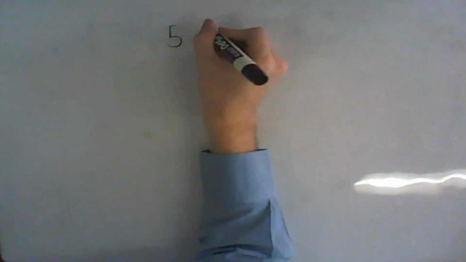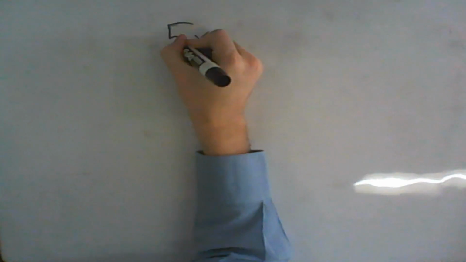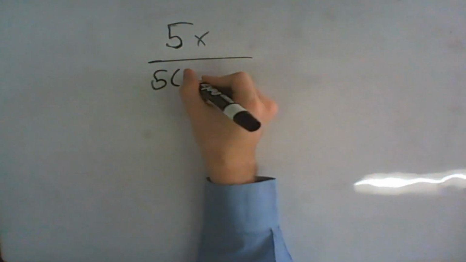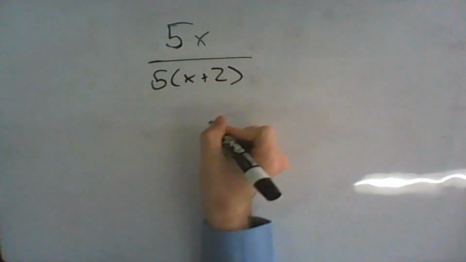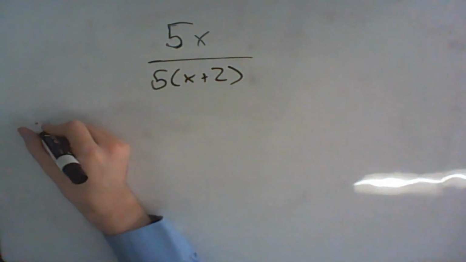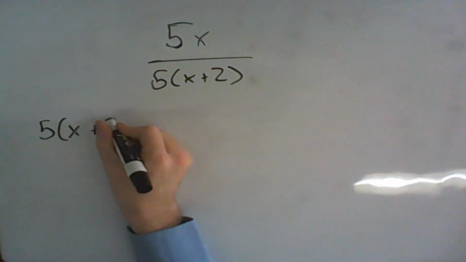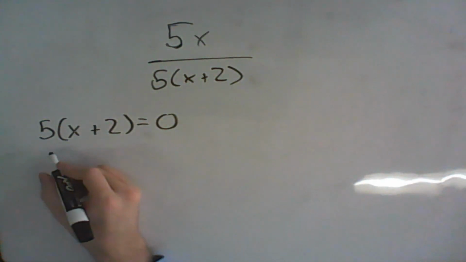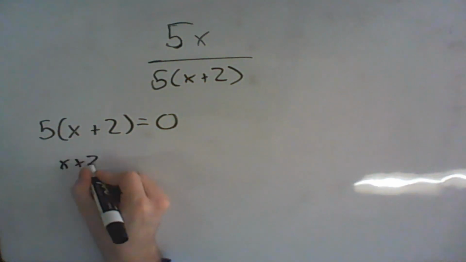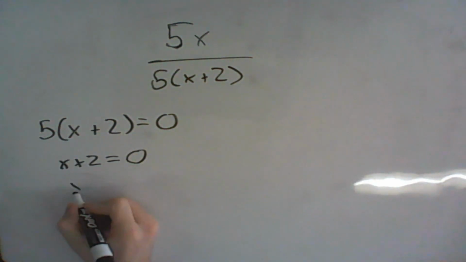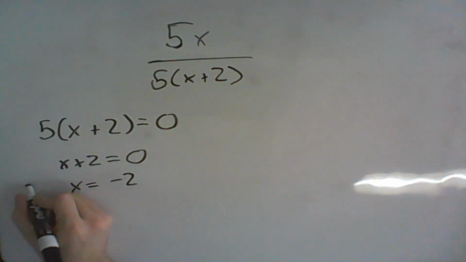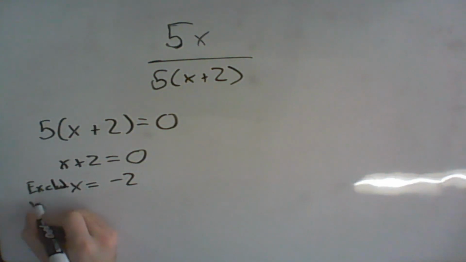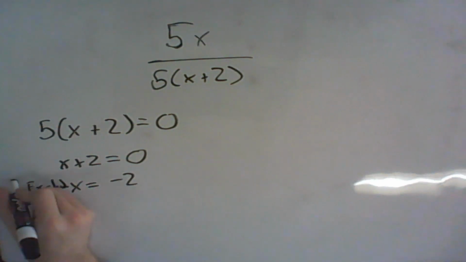So we're going to simplify 5x over 5 times x plus 2. Again, we check our excluded value. So we get x plus 2 still equals 0. X equals negative 2. So this is our excluded value.